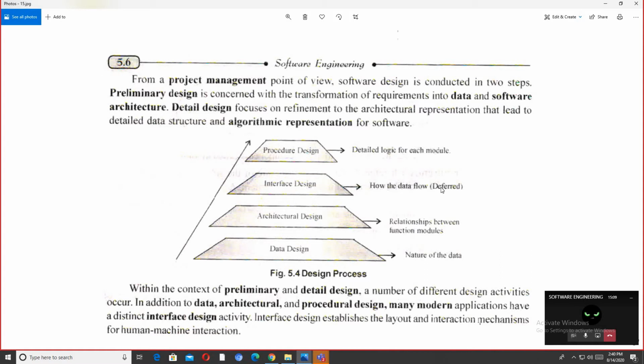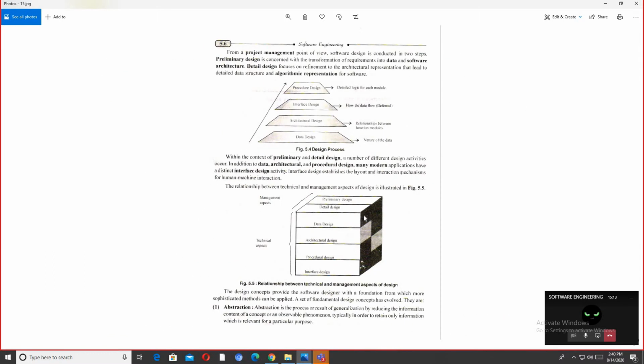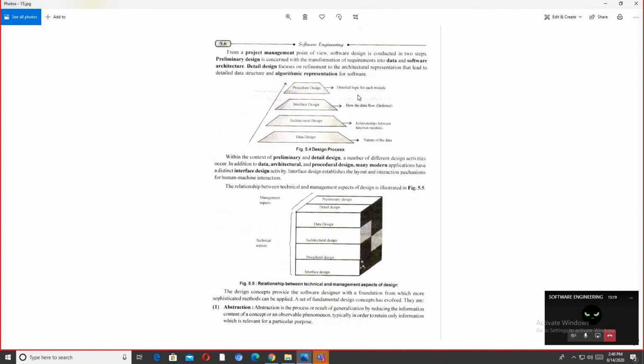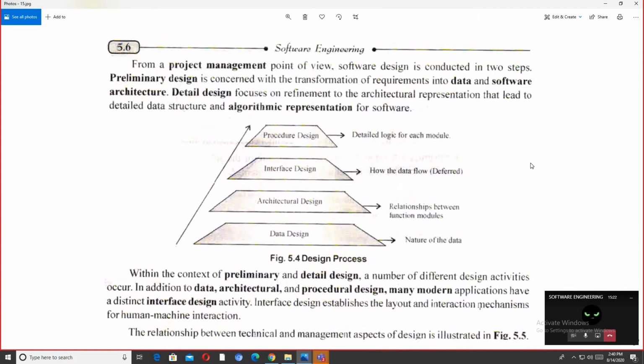Now further, see the design process. In the bottommost layer it is the data design. It is similar to the previous one. This pyramid shape is further taken there, the design sequence, and now we can see what is happening over here. In data design, the nature of the data and the data types which need to be created and taken care of lie in the data design part.